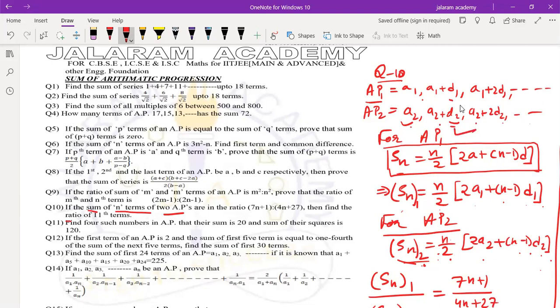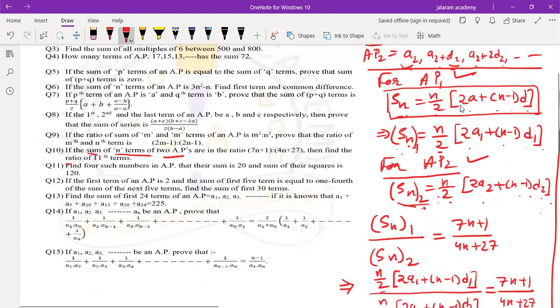Now for AP1, we know the formula for the sum of an AP: Sn equals n by 2 into 2a plus n minus 1 into d. So for the first AP, the sum of n terms, which we have denoted as Sn1, is, is that clear to you, n by 2 into 2a1 plus n minus 1 d1. And at the same time for AP2, we have taken the first term as a2 and common difference as d2. So the sum of n terms of the second AP will be n by 2 into 2a2 plus n minus 1 into d2.